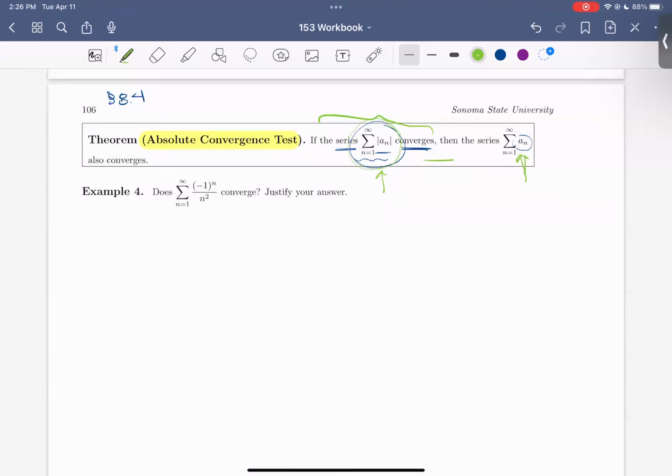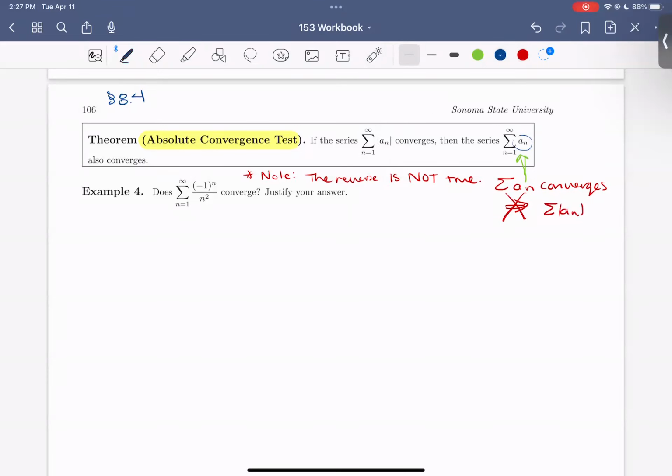Notice how the reverse of this statement is for sure not true. So I'm going to make that claim here, and we're going to justify it. A big note before we get into the example: the reverse is not true. Meaning if a_n converges, then we do not know that the absolute values converge. And this we can prove with an example.